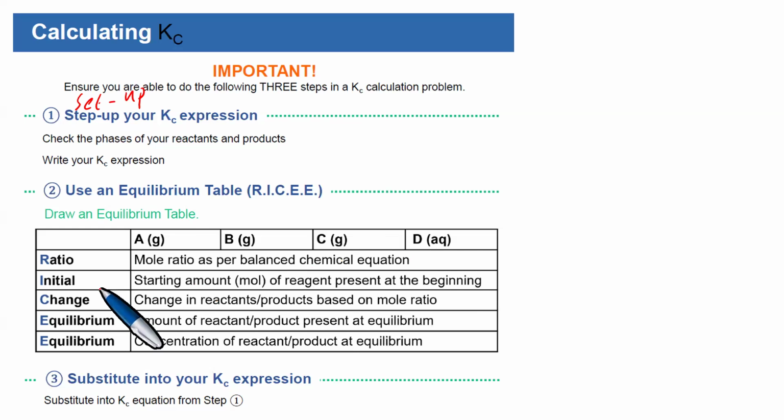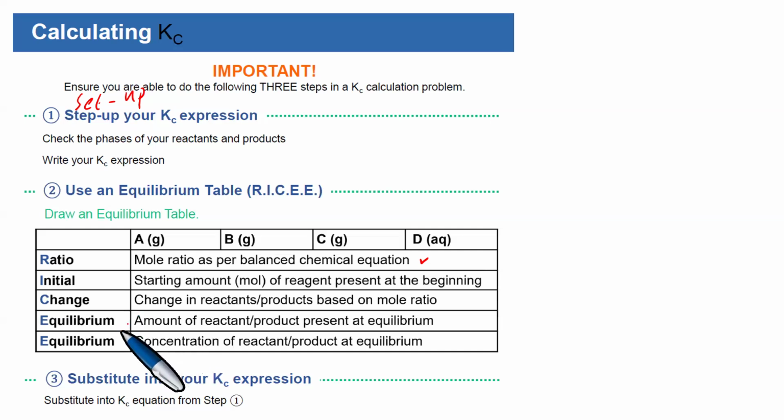So we're looking at the mole ratio when we have a balanced chemical equation. Initial: the I in ICE represents initial, where we're saying the starting amount in moles of a reagent present at the beginning. Change, C. Yes, this is not for solids and liquids, and it is for the gases and aqueous substances.